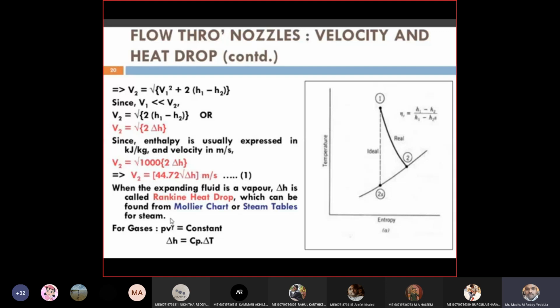For gases, we have PV to the power gamma equals constant. That is an adiabatic process.